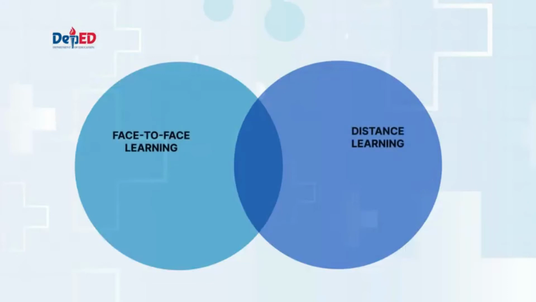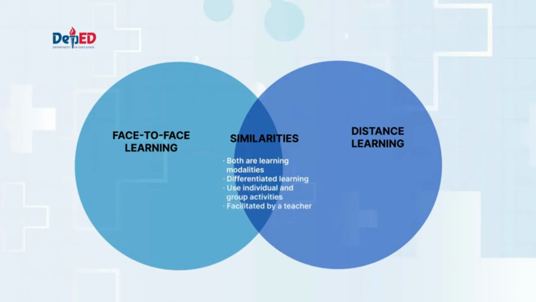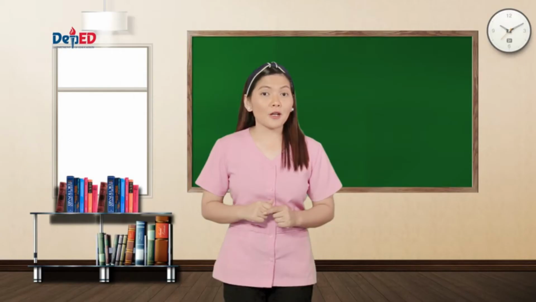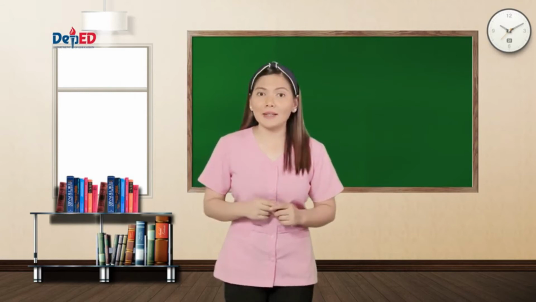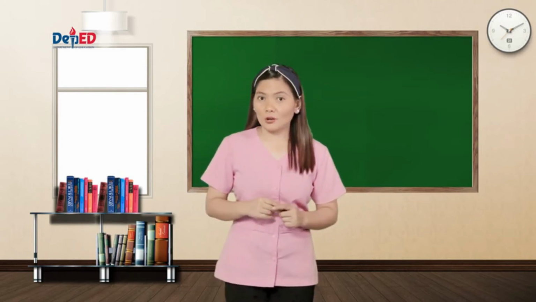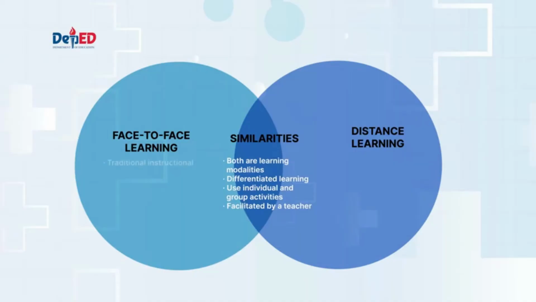Let's differentiate face-to-face from distance learning. Both of them are a variety of learning modalities where differentiated learning and individual and group activities are implemented. They are mutually facilitated by a teacher. On the other hand, face-to-face learning is a traditional instructional method where the teaching and learning process happens in a classroom setup. Teachers and students are obliged to come to school.